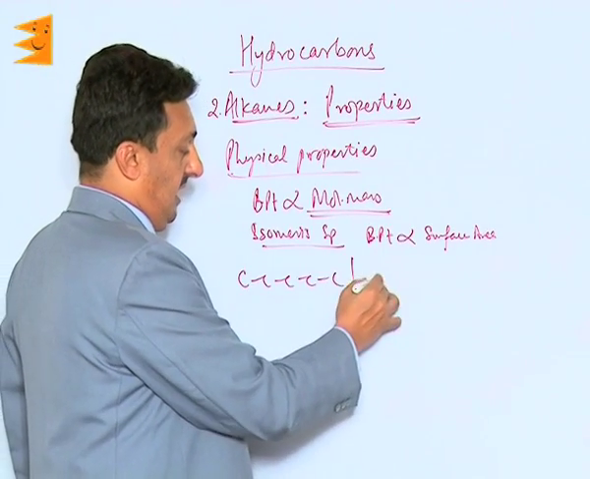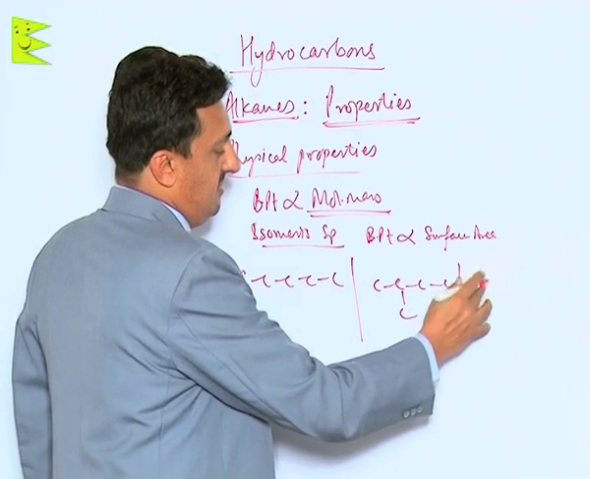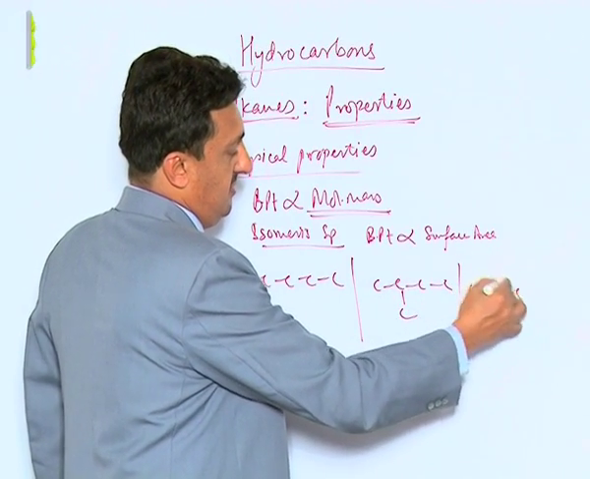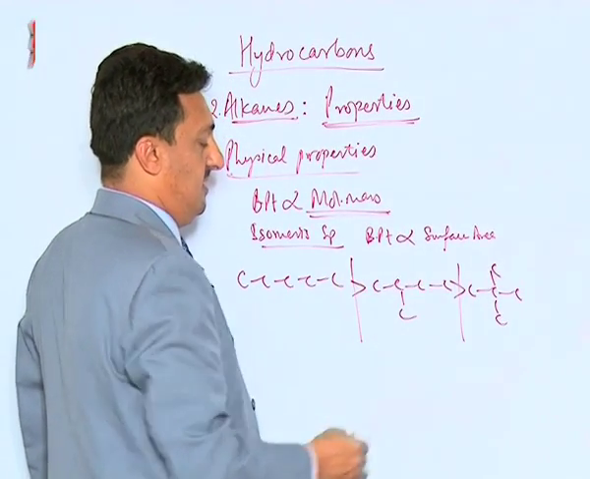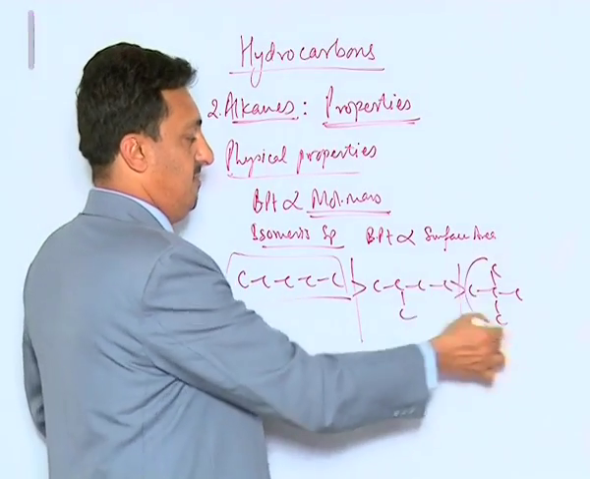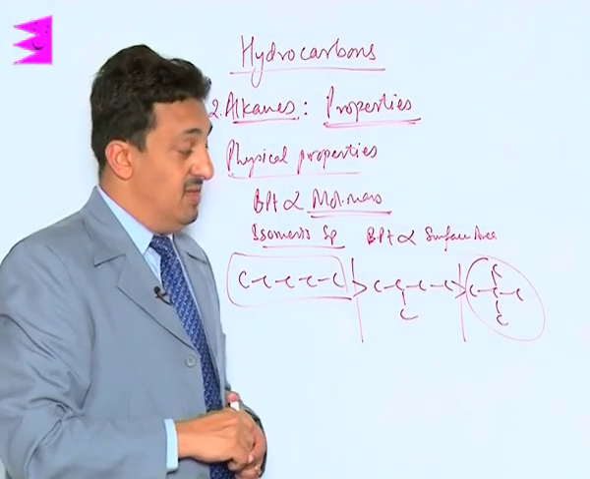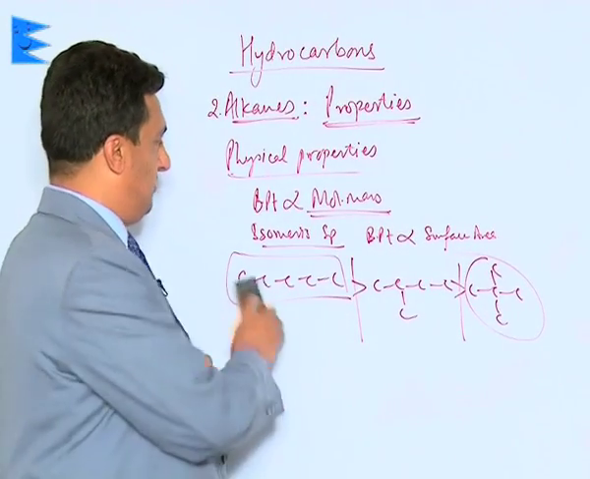And that is why, suppose we have n-pentane, and we have isopentane, and if we have neopentane, the boiling point will be in this order. The reason being, this one has the largest surface area, and this one, being spherical in shape, has the least surface area. So that's the second most important thing.